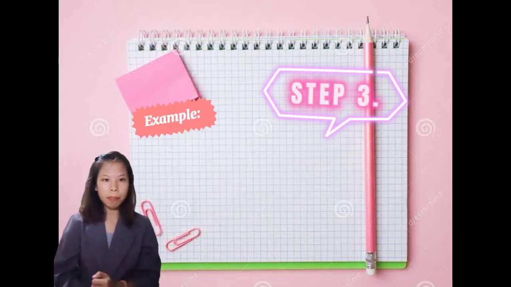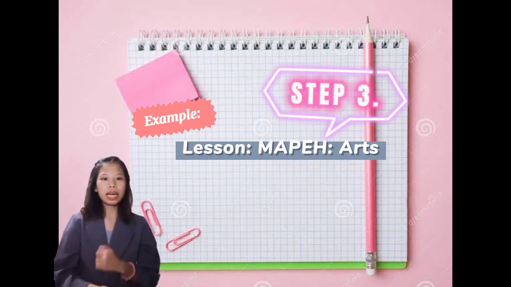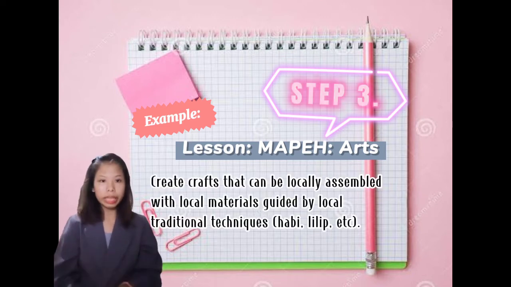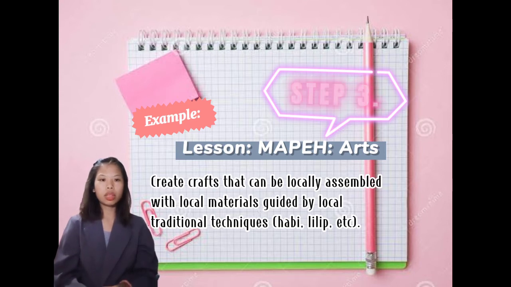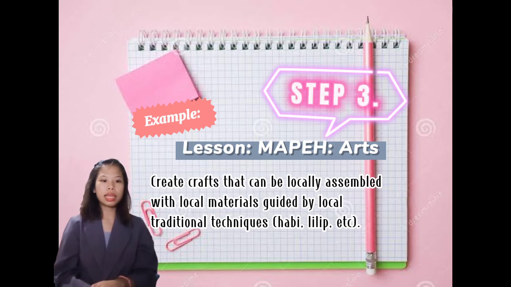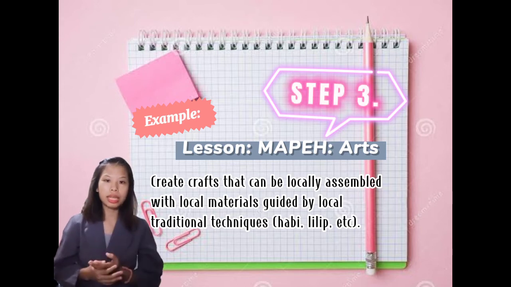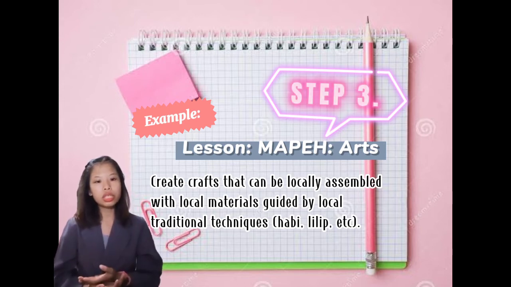So for example, the lesson is all about arts in MAPE and the activity is to create crafts that can be locally assembled with local materials guided by local traditional techniques. For example, hobby, lilip, and etc. So the desired behavior or skill in this learning competency is for the students to create crafts assembled with local materials guided by the local traditional techniques.